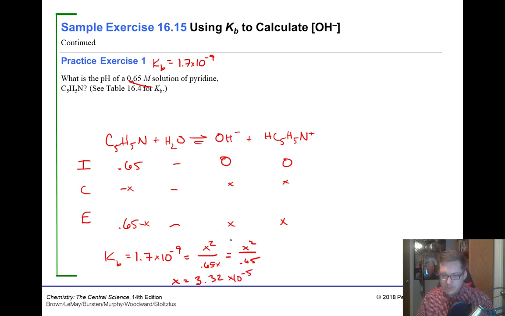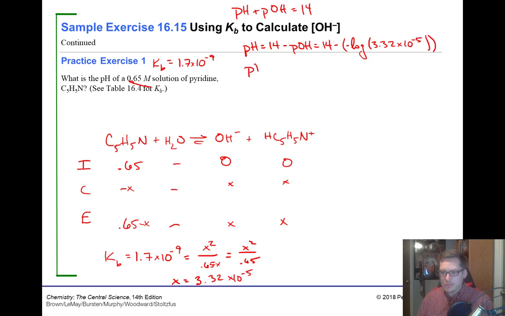So that's the concentration of the hydroxide, but it wants the pH. In order to find the pH, remember the pH plus the pOH, we just established this a second ago, but just to recap, that will be equal to 14. So our pH should be equal to 14 minus our pOH. And our pOH is our negative log. So we take 14 minus the negative log of this concentration we just got, which is 3.32 times 10 to the minus 5th.